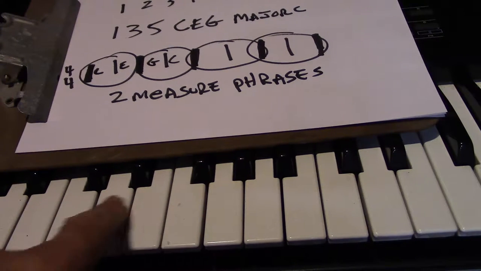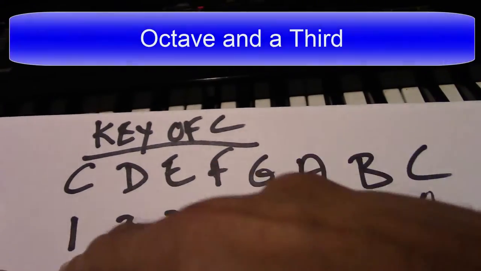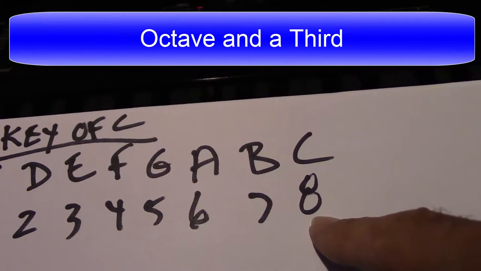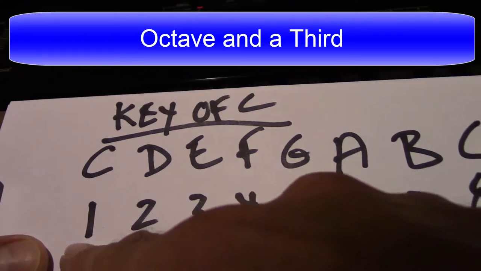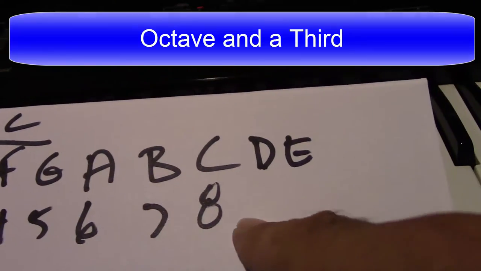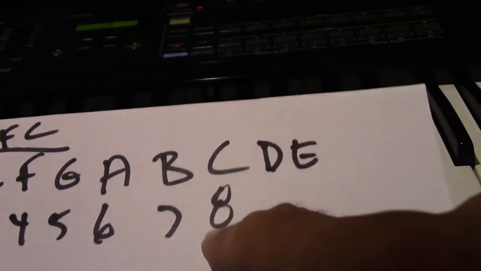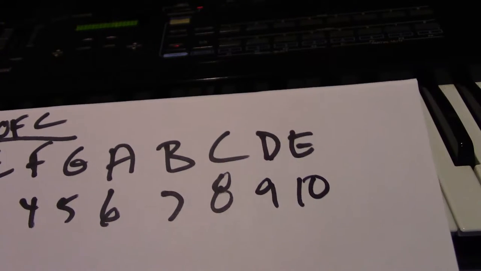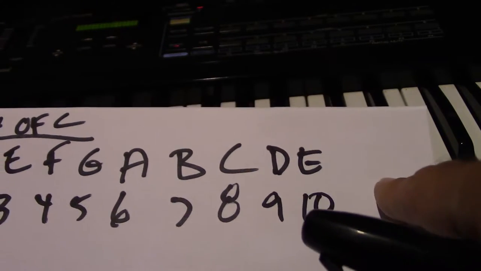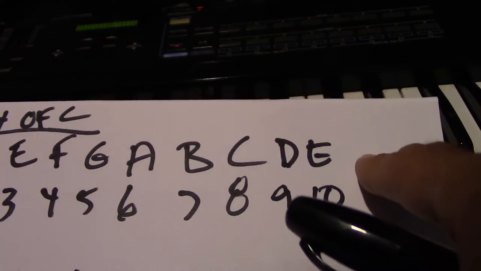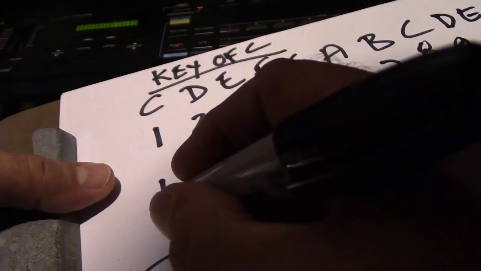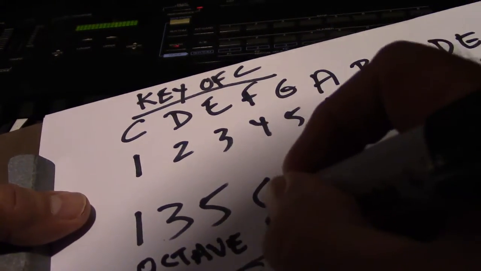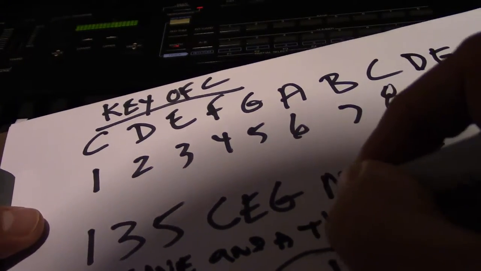And of course, we're going to use all of the notes. So usually, when you write a melody, from C to C is an octave, right? Plus a third. So we'll add a D and an E here. From C to E is a third, right? So we're adding that up here. So 8, 9, 10. You can go up to a fifth, but that makes it real hard to sing. Most of the time it's an octave and a third.